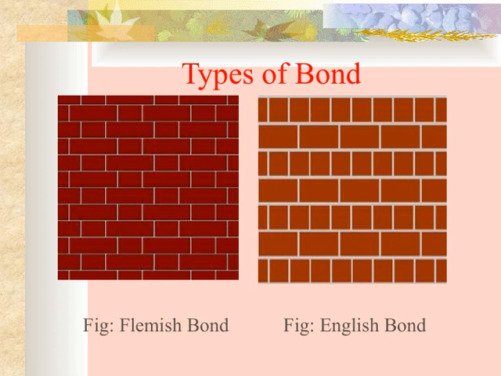Moving on to the English bond, which is also quite popular. In this pattern, a course of headers is followed by a course of stretchers, creating a very uniform and sturdy wall. The key distinction here is that Flemish bond emphasizes a more decorative, interlocking pattern, while English bond prioritizes strength and simplicity. Both of these bond types are essential in masonry work, depending on the structural and visual requirements of the project. Recognizing these patterns helps us understand how different bonds contribute to the durability and appearance of brick structures, tying back to our overall theme of building techniques and material efficiency.